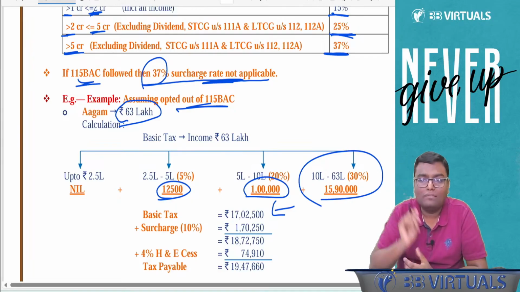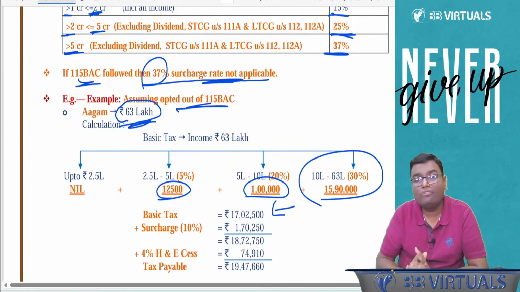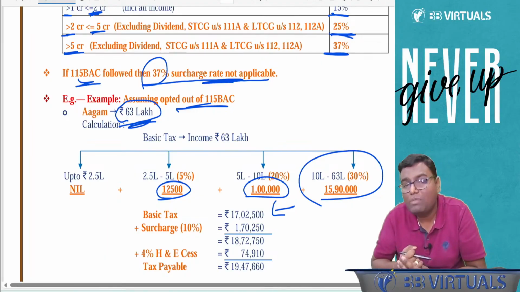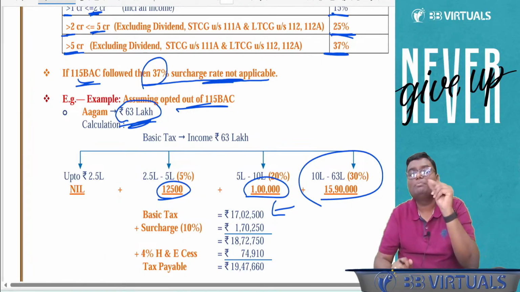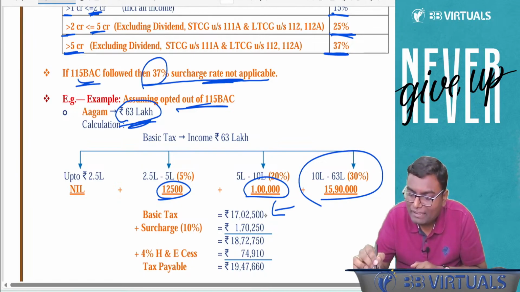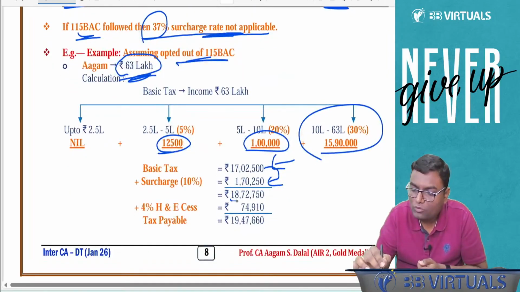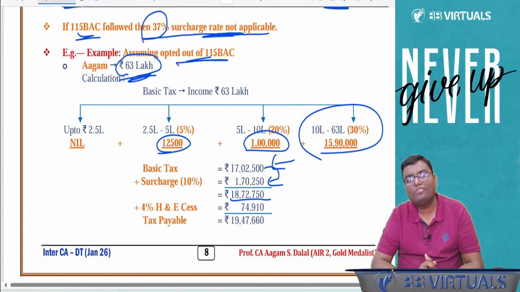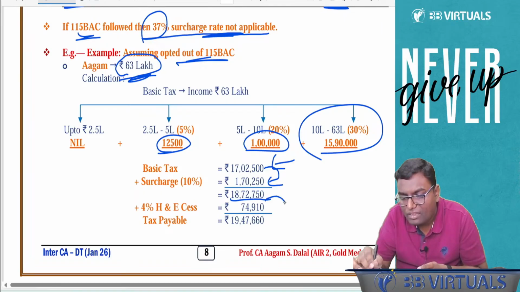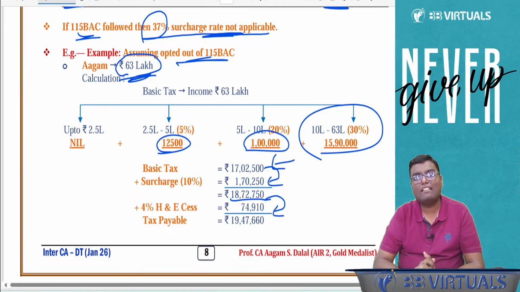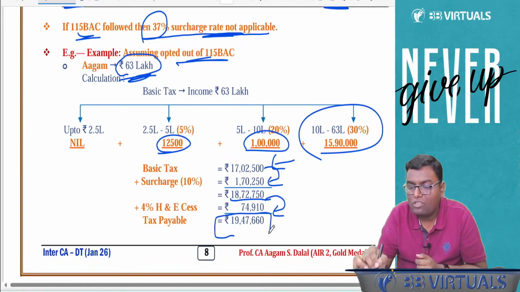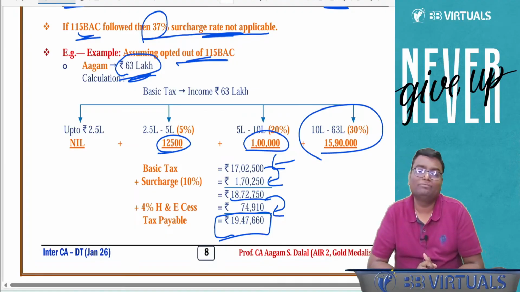Now, if you observe, your total income is more than 50 lakh, but less than or equal to 1 crore. And hence, how much surcharge will get applied? 10%. So on this basic tax, we will add 10% surcharge. That total comes to 18,72,750. And on that, we will apply 4% health and education cess. Total comes to 19,47,660.